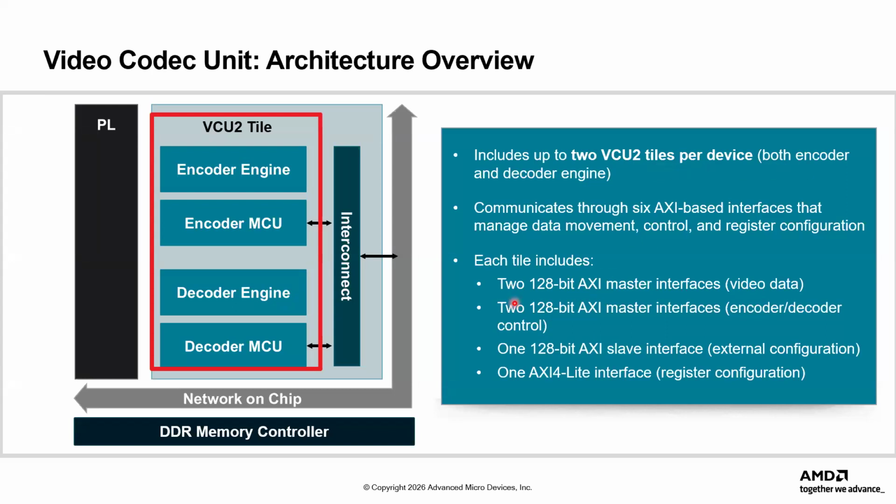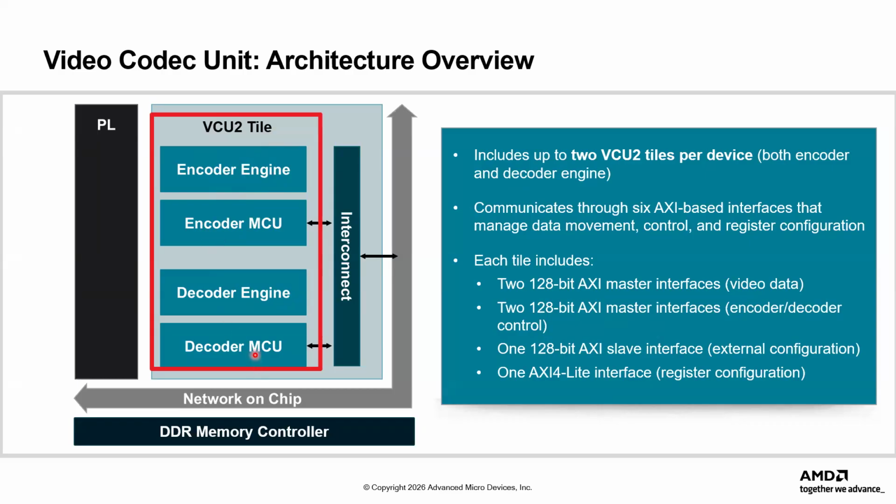Each tile has two 128-bit wide interfaces for video, two 120-bit wide interfaces for control for both the encoder and decoder side of this, another slave interface for external configuration, and then an AXI Lite interface, which is just like register configuration and things of that nature. So you have this picture where a given tile has both the encoder and the decoder.